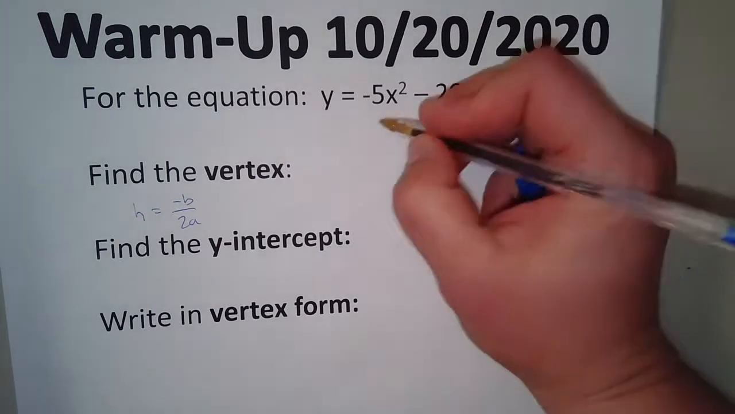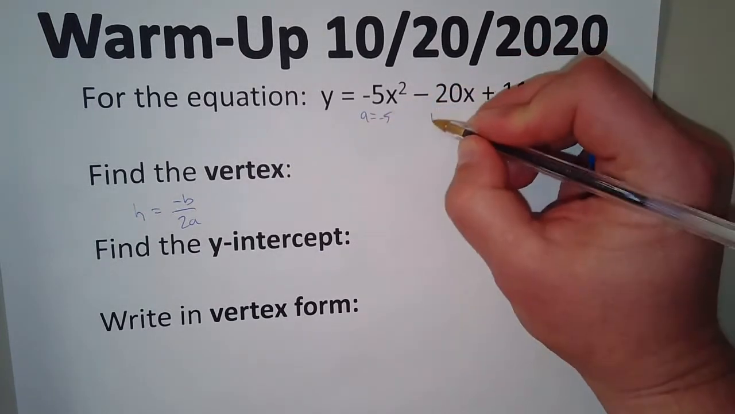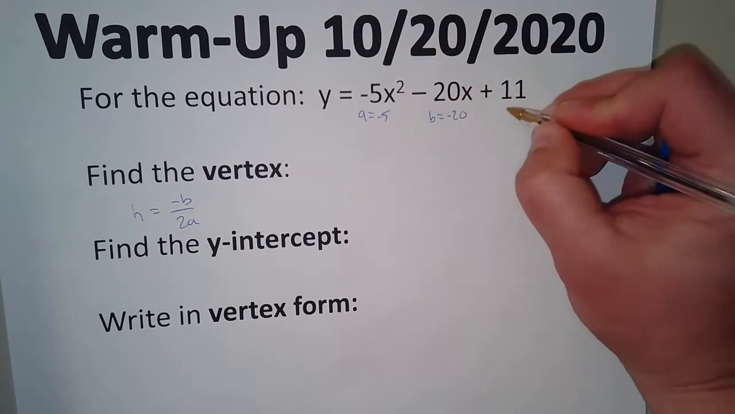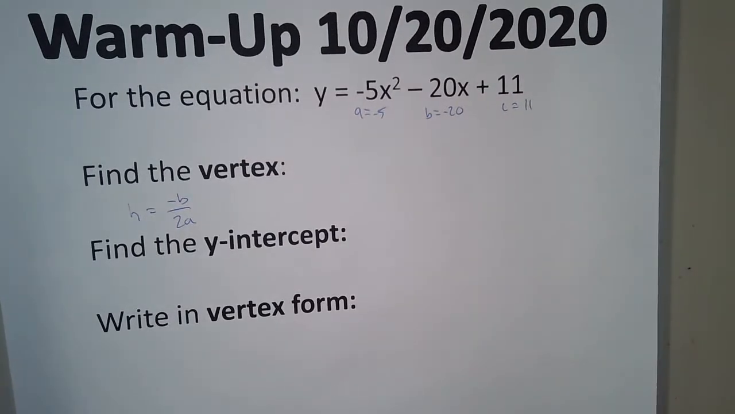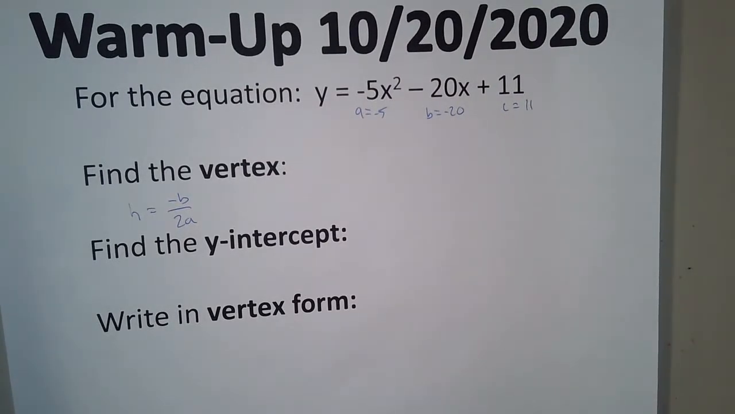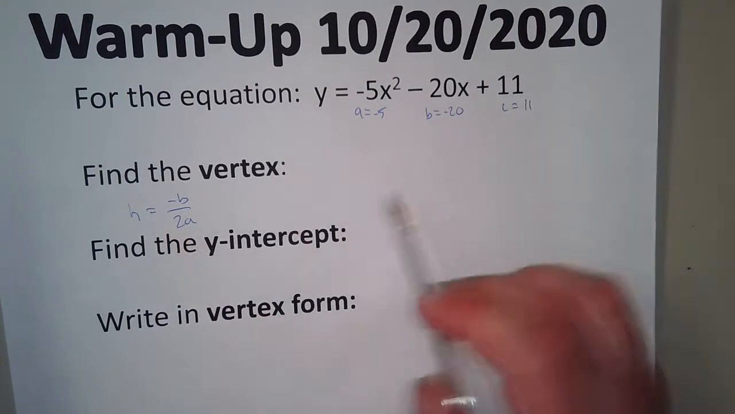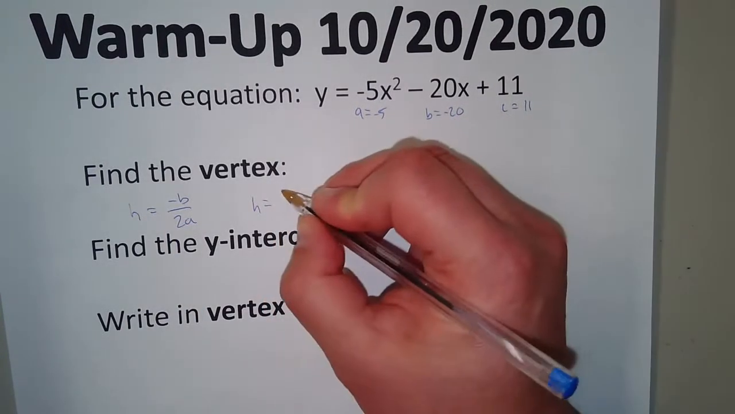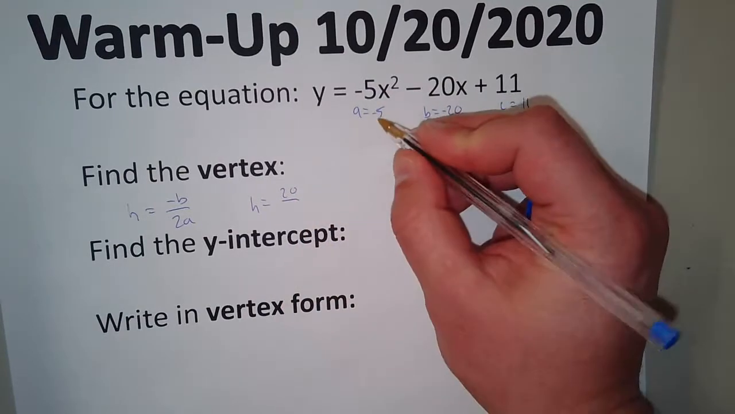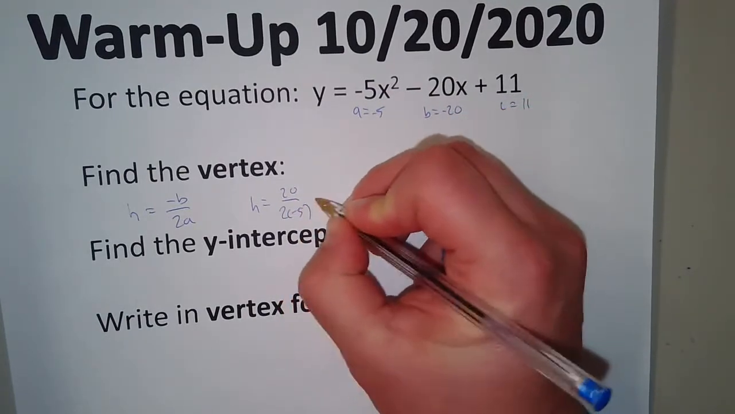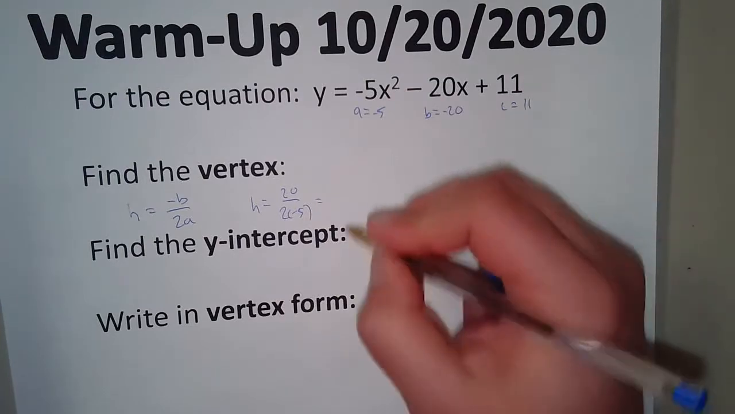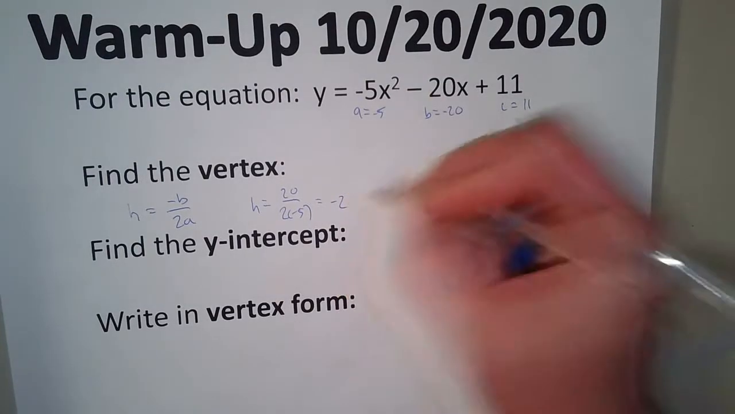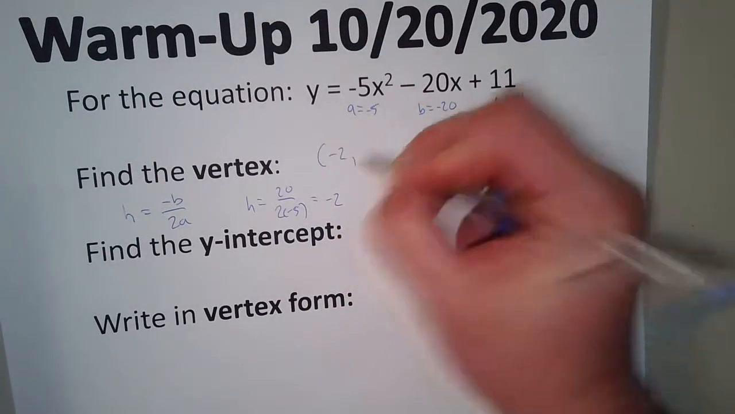And in our case here, our a is negative 5, our b is negative 20, our c is 11. Granted, we don't use the c for the vertex here, but that's everything. All right, so negative b over 2a, that's going to be negative negative 20, so a positive 20, over 2 times negative 5. So 20 divided by negative 10 gives you negative 2. So that's going to be the h coordinate of our vertex.